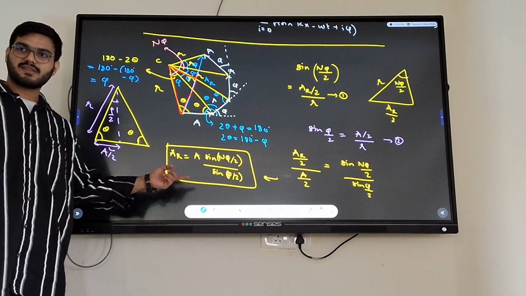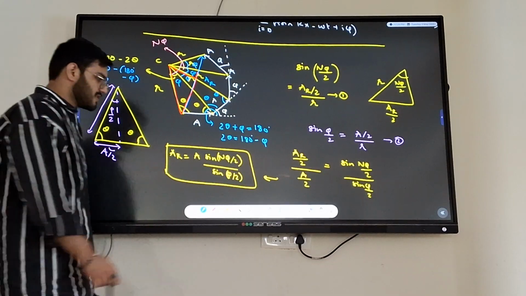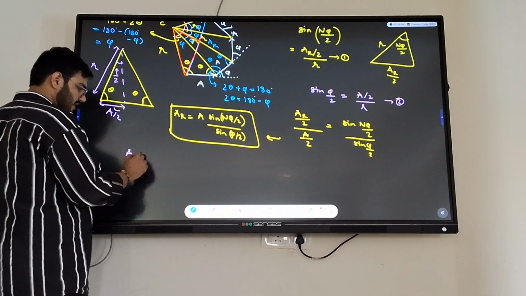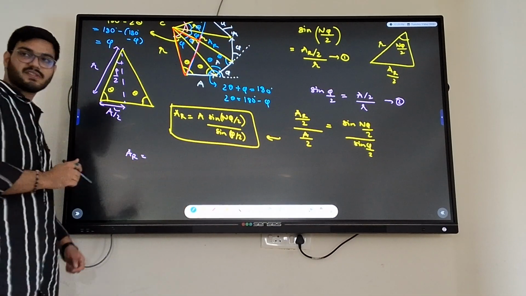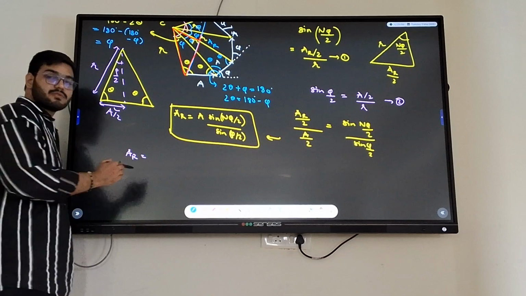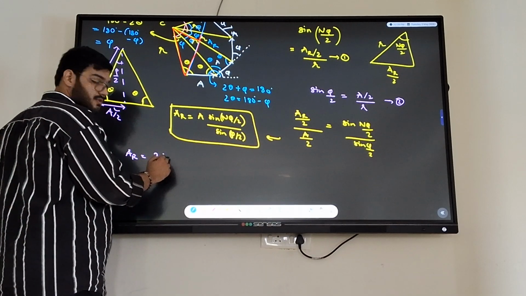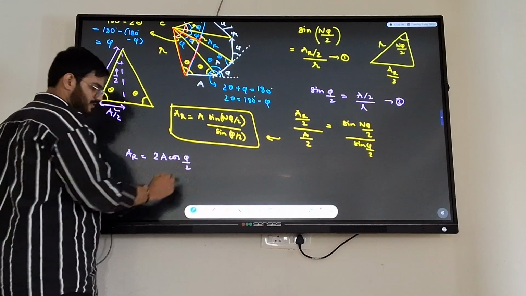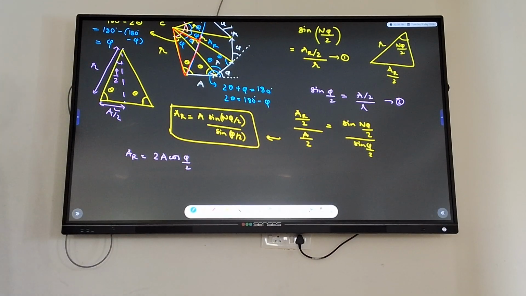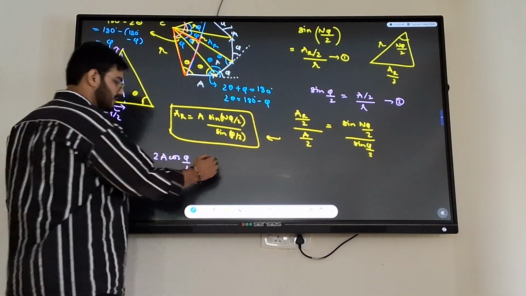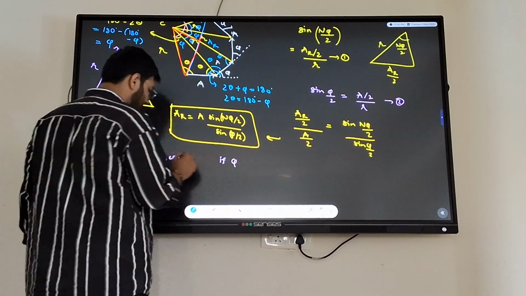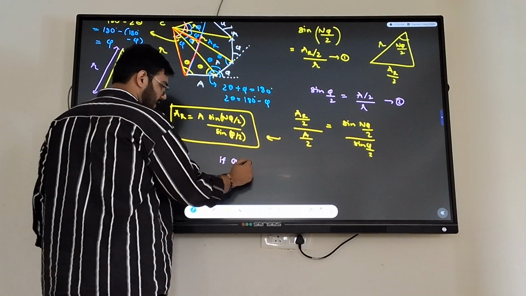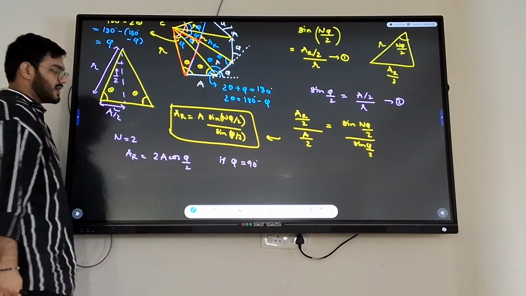Let's check if this formula is correct or not. What was our AR for two waves? Let's say they have the same amplitude as well. Then what was the formula? 2A cos phi by 2. This was the formula. This was for n equal to 2. If phi equal to 90 degrees, can you tell me what should be AR from here?